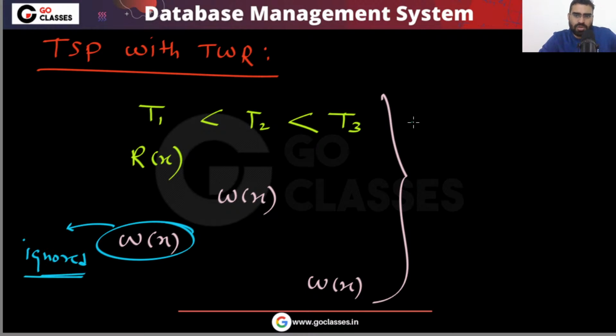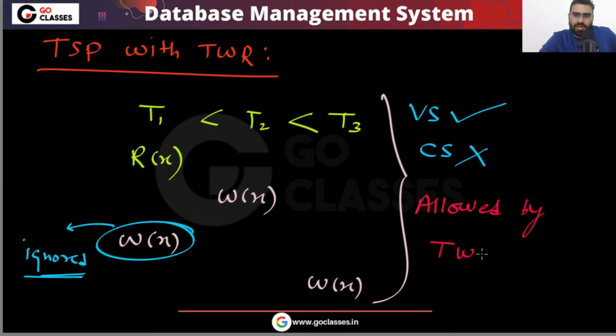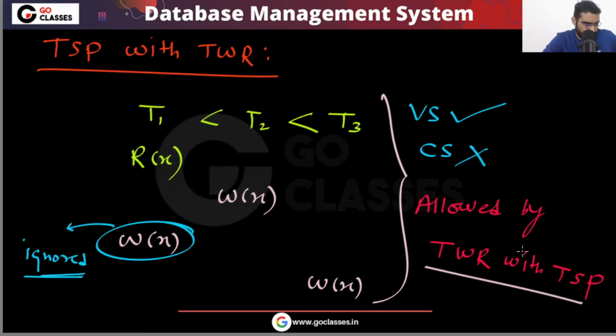Now you can see this schedule is view serializable, but this schedule is not conflict serializable. And this schedule is allowed by the Thomas Write rule with TSO. So finally I can say that this statement is correct: this schedule is view serializable and not conflict serializable.